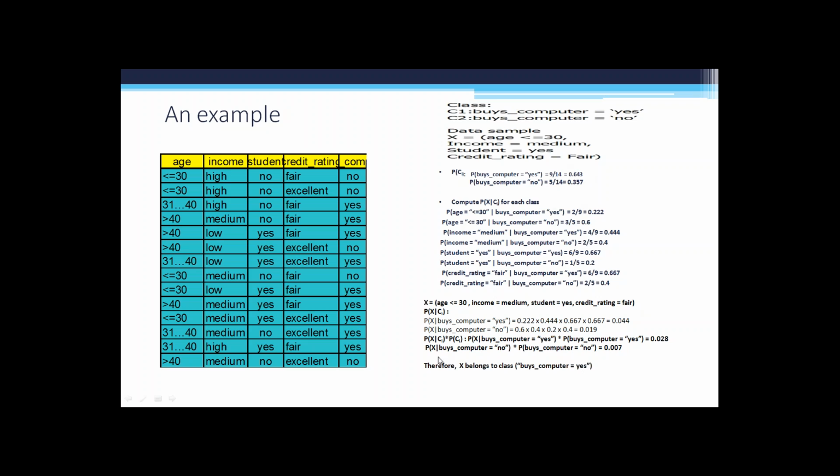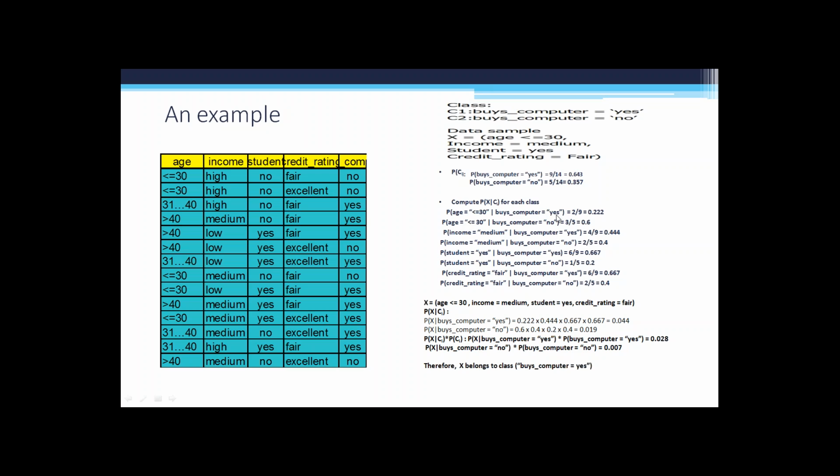So if you were to assign this new row, this new instance which has come your way, to computer buying equal to yes, you get a higher probability, 0.028, compared to computer equal to no, which would be 0.007. So therefore, you'll say that the new instance which has come your way will belong to computer equal to yes.